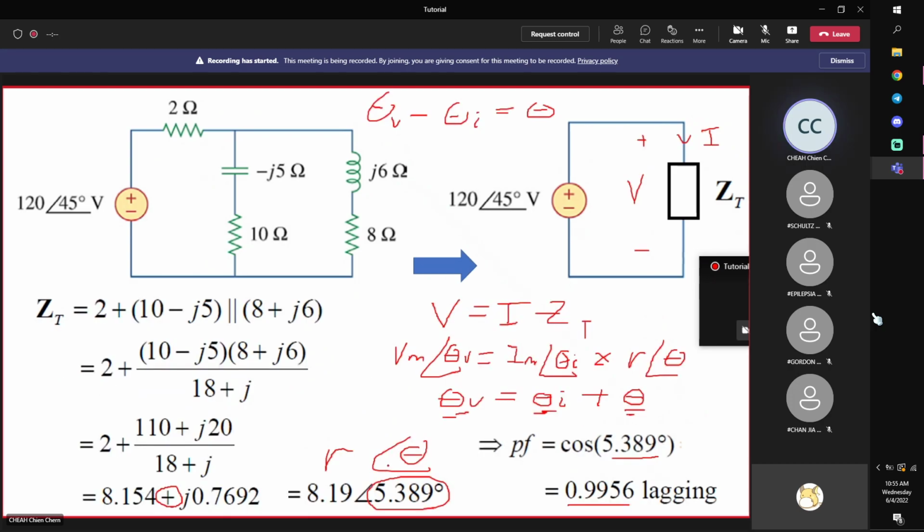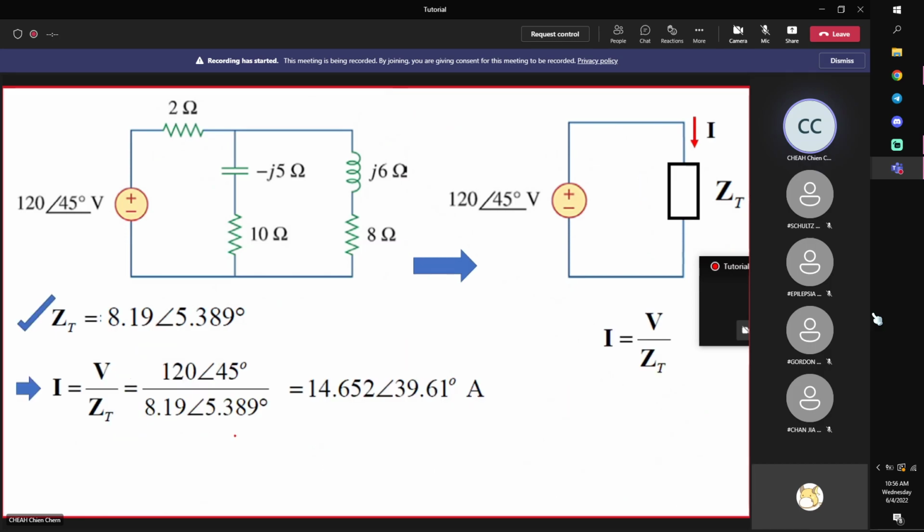So we have obtained our equivalent impedance and we have used it to calculate the power factor, which we know is 0.9956 lagging. Next is to calculate the current. Current is Ohm's law, V over ZT. V is given, divided by the impedance. In polar form, you can just divide: it gives you this value, and you subtract the angles. So in the end, we get this current.